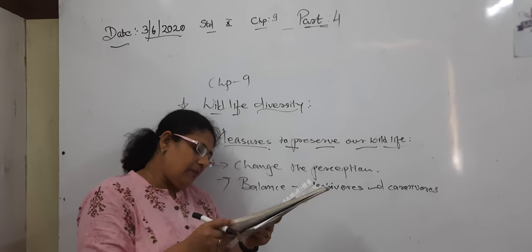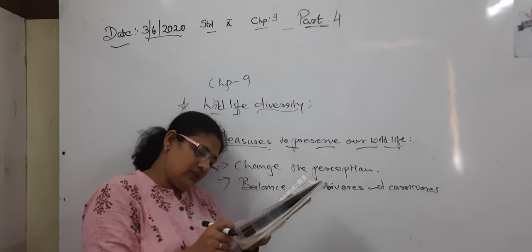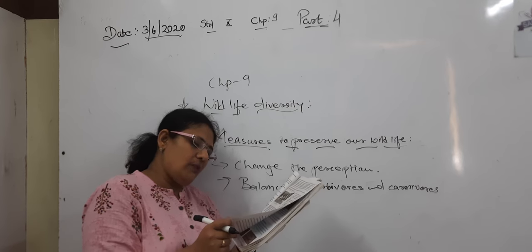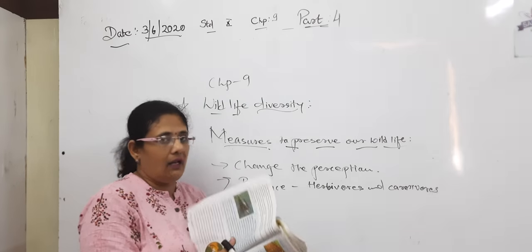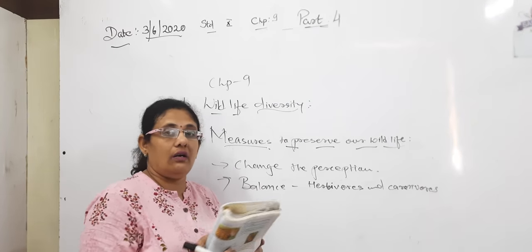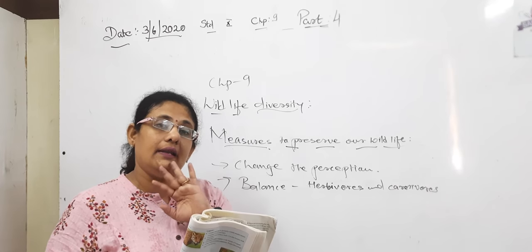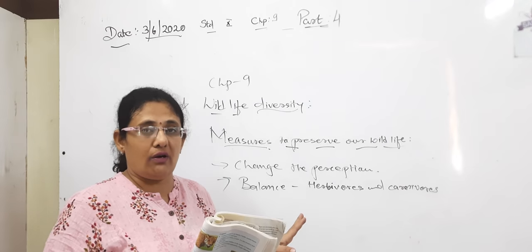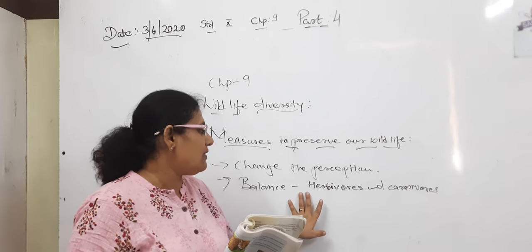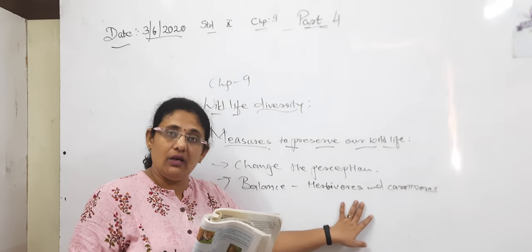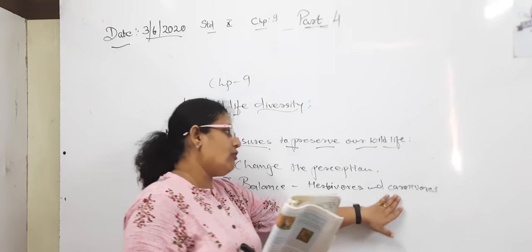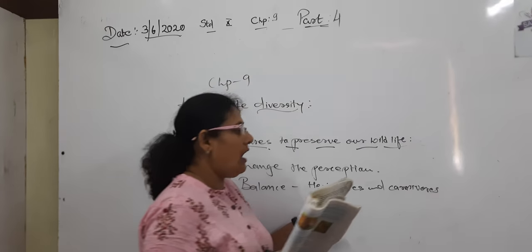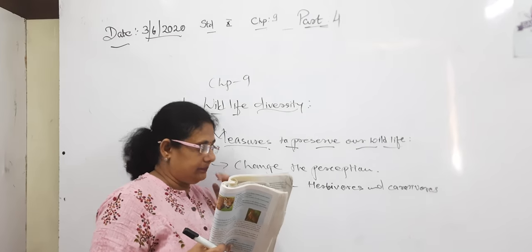Steps like maintaining the water source in the forest and restricting the grazing of domestic animals should be taken. Grazing of domestic animals should be completely banned from the forest, so that herbivores can survive on the forest only and carnivores can survive on herbivores.